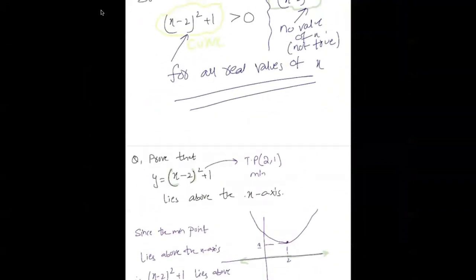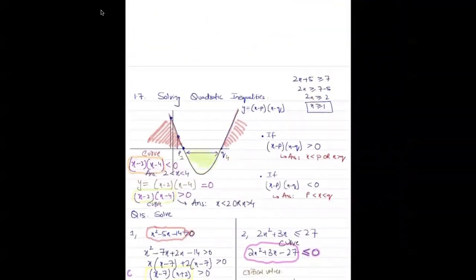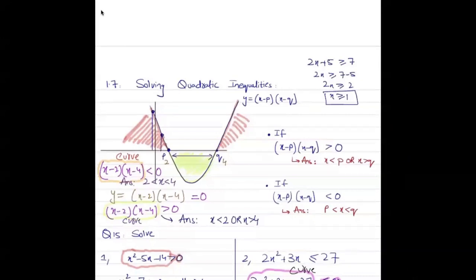Sir, what if I just learn the thing which you told us before, like in the first slide, if (x minus p)(x minus q) is less than 0, the answer will be x greater than p and less than q? If we learn this, it's the other way around. Yes, you can learn this as well.